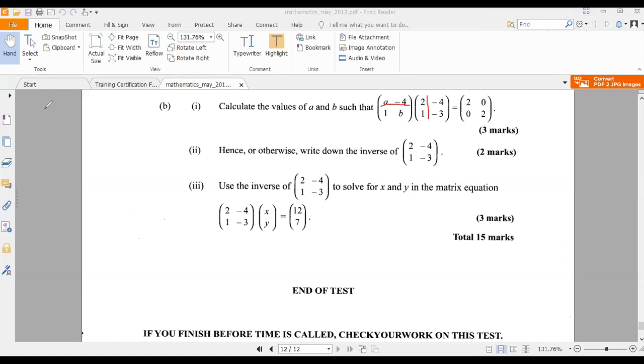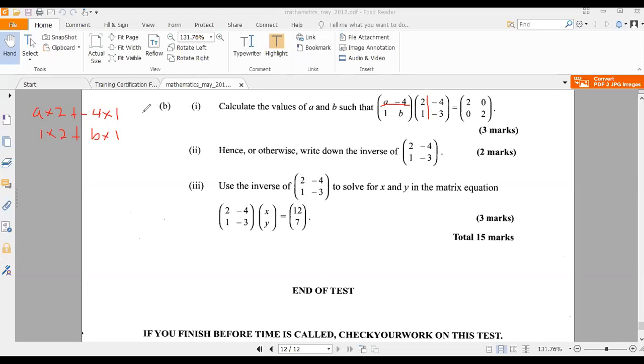Column. So here we are going to get A times 2, plus -4 times 1. Then we'll do the next one. The next one is going to be 1 times 2 plus B times 1. Everybody agree? Then we'll do the next column.